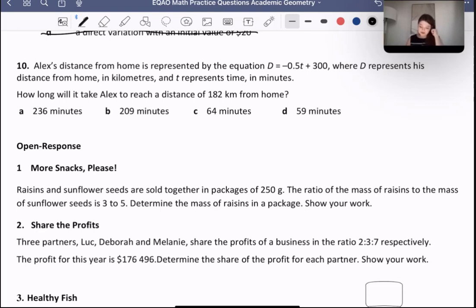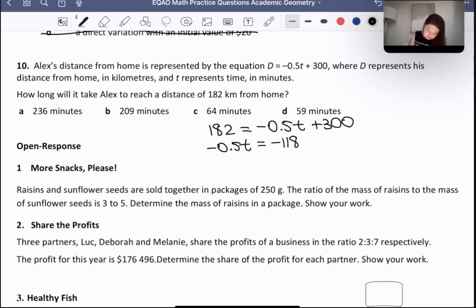Okay, so D is the distance, which we know is 182 kilometers, and that's equal to negative 0.5t plus 300. So now we've got to solve for t to get the time in minutes. So the first thing I'm going to do is subtract 300 from both sides and get that negative 0.5t is equal to negative 118. Then I'm going to divide both sides by negative 0.5 to get that t is 236. So therefore, the answer is A, 236 minutes.